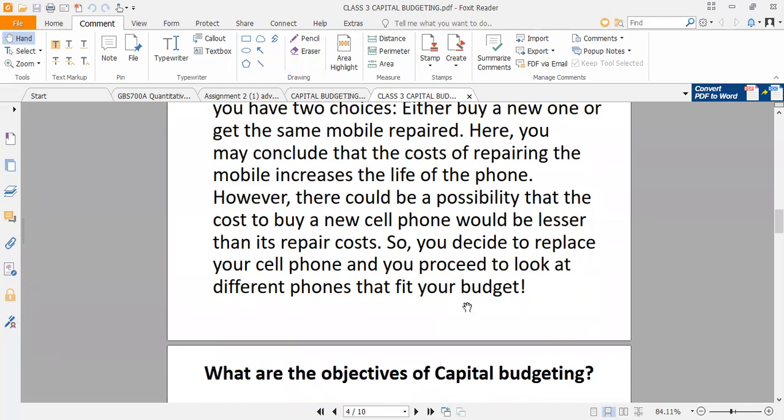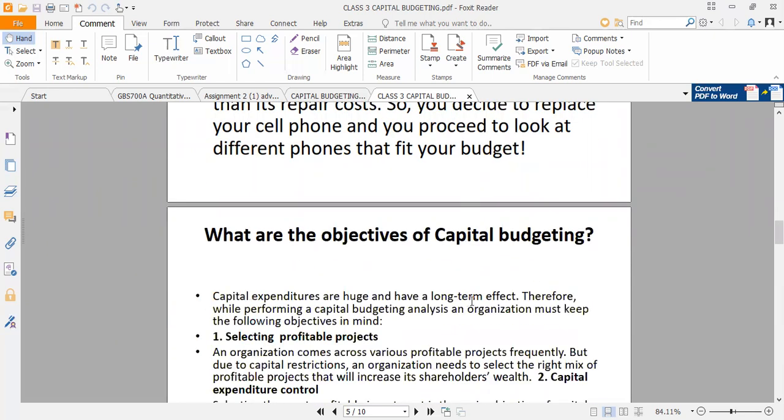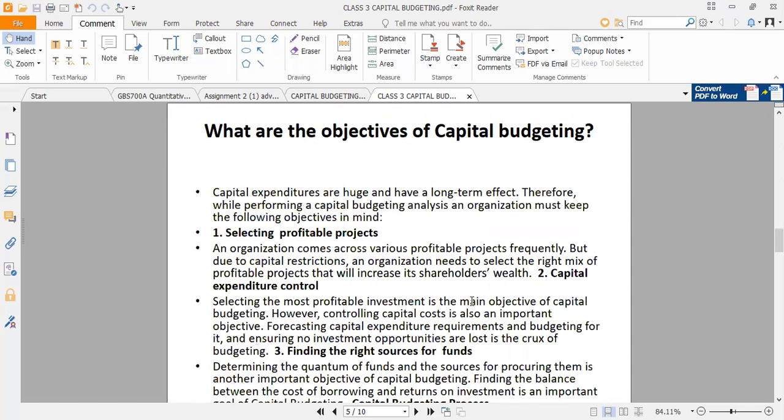Now, let us look at the objectives of capital budgeting first of all. Capital budgeting expenditures are huge and have a long-term effect. So while performing a capital budgeting analysis, an organization must keep the following objectives in mind.